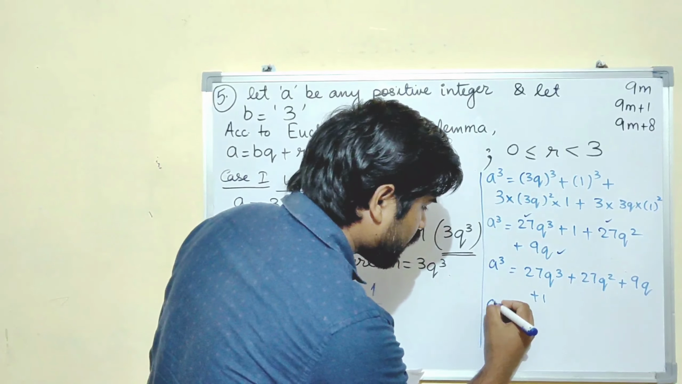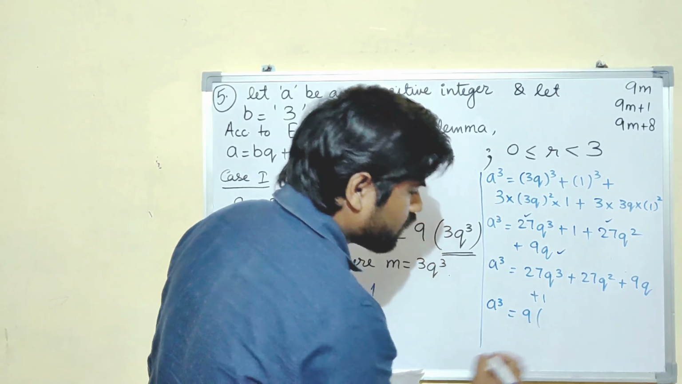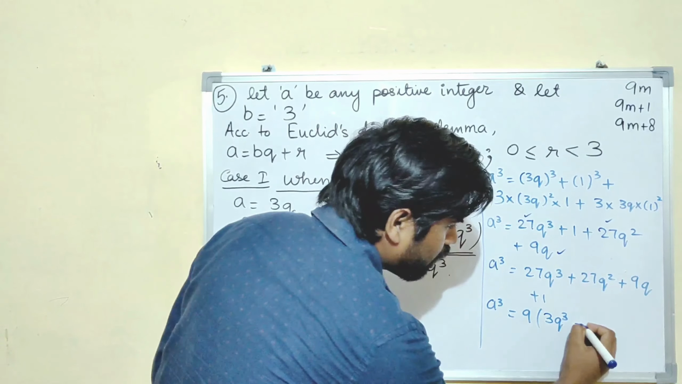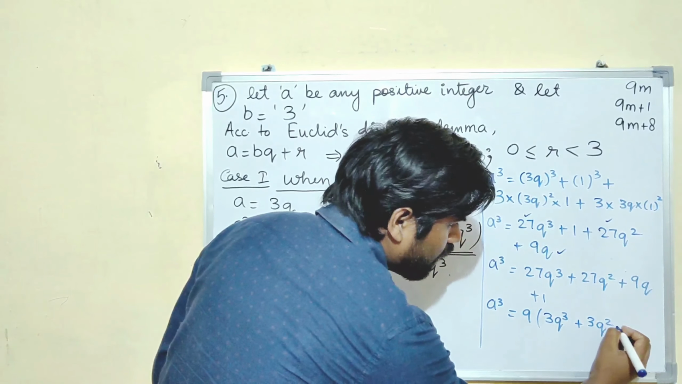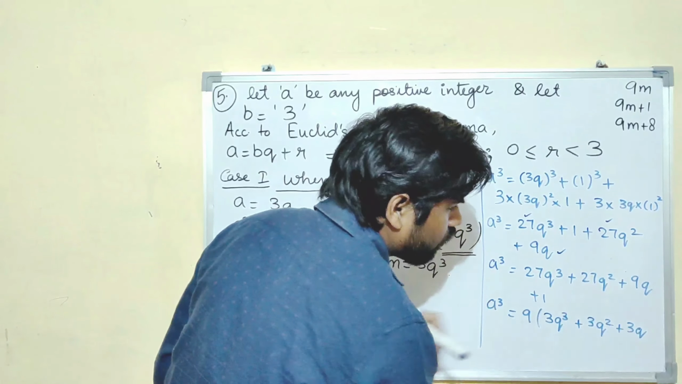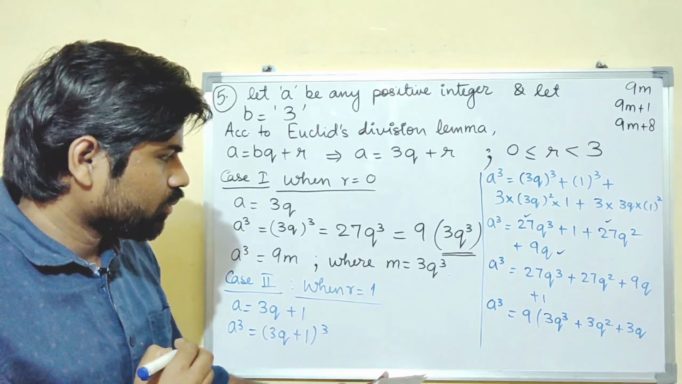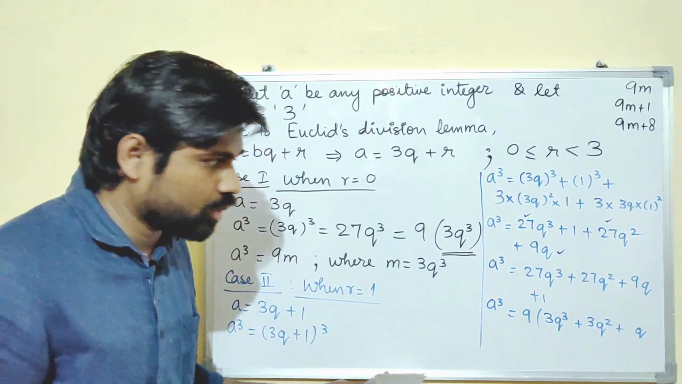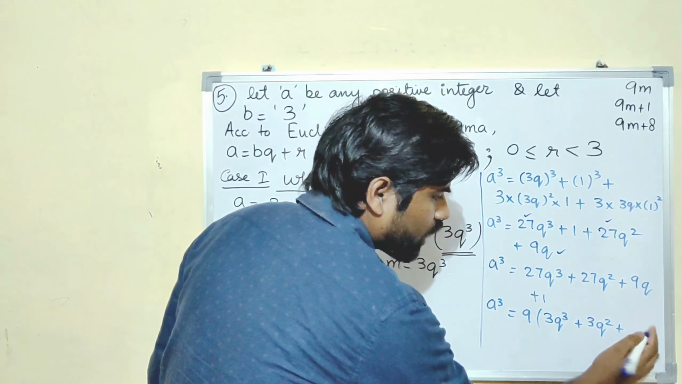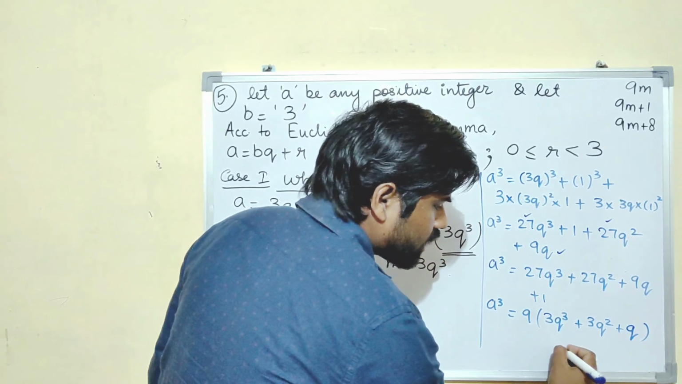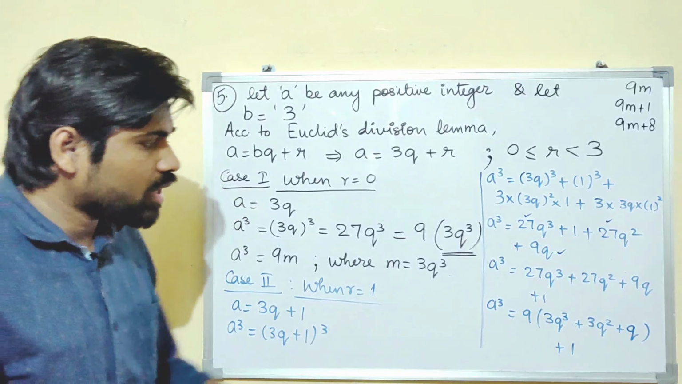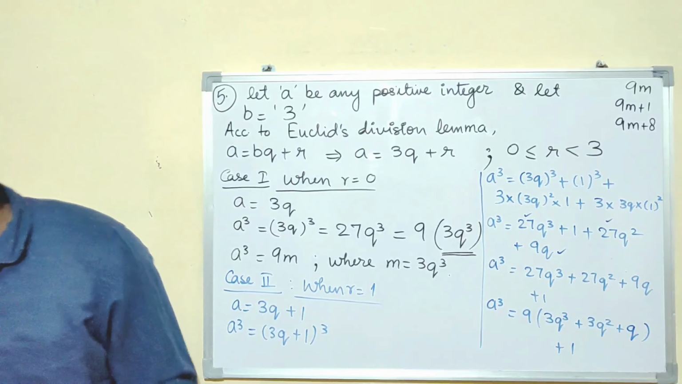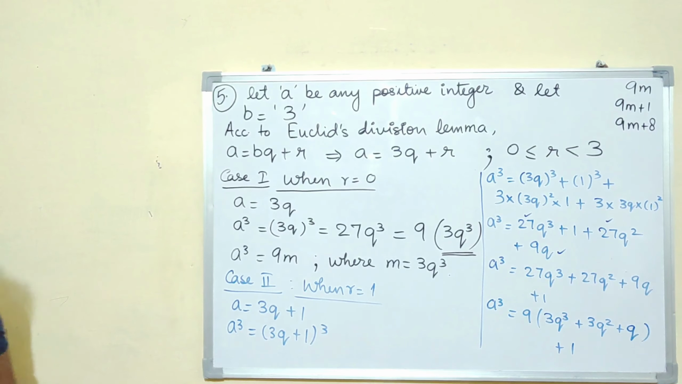You will get a cube equals 9 taken as common. You will get inside 3q cube plus 3q square plus 3q. 9 3s are 27, and here it will be q only because it is 9q. And 1 is left. Now we will assume this bracket as m, right? So let us rub it further.